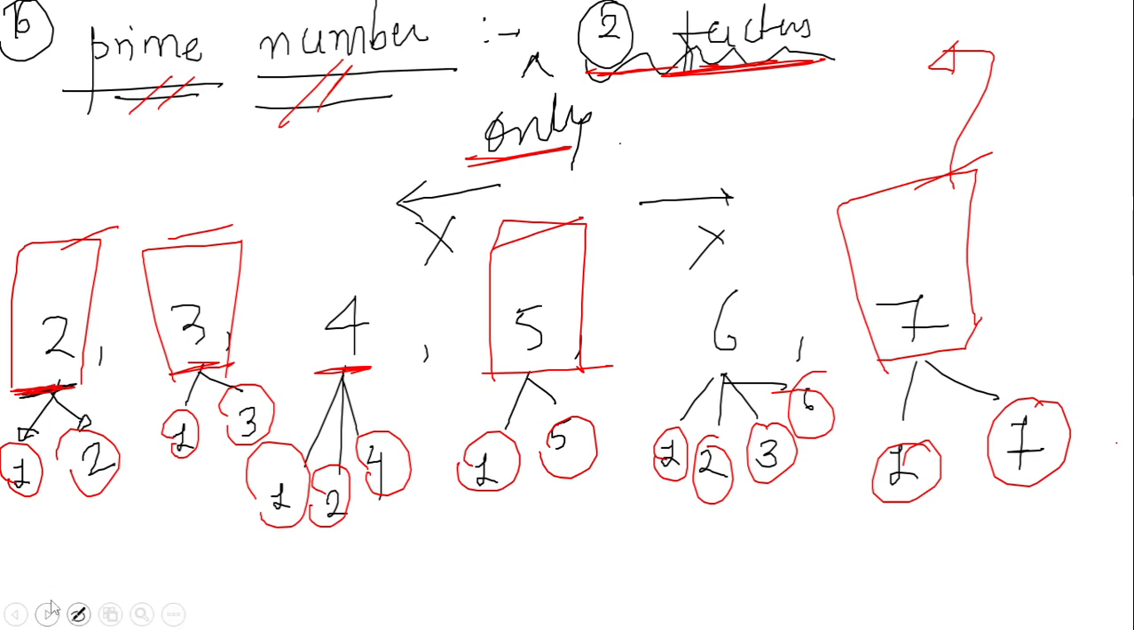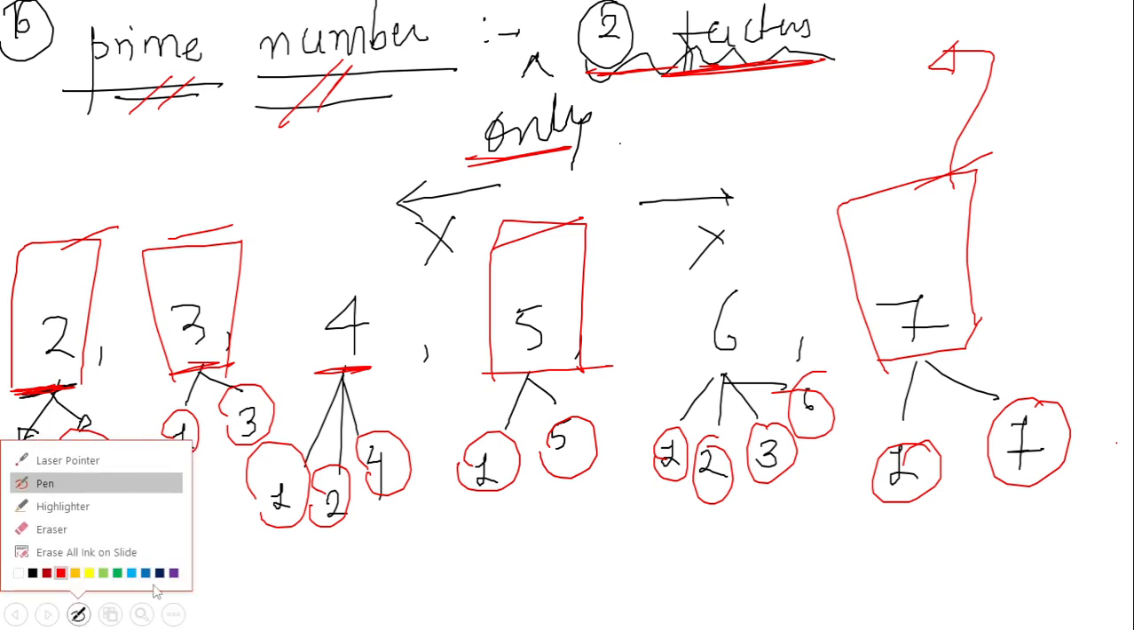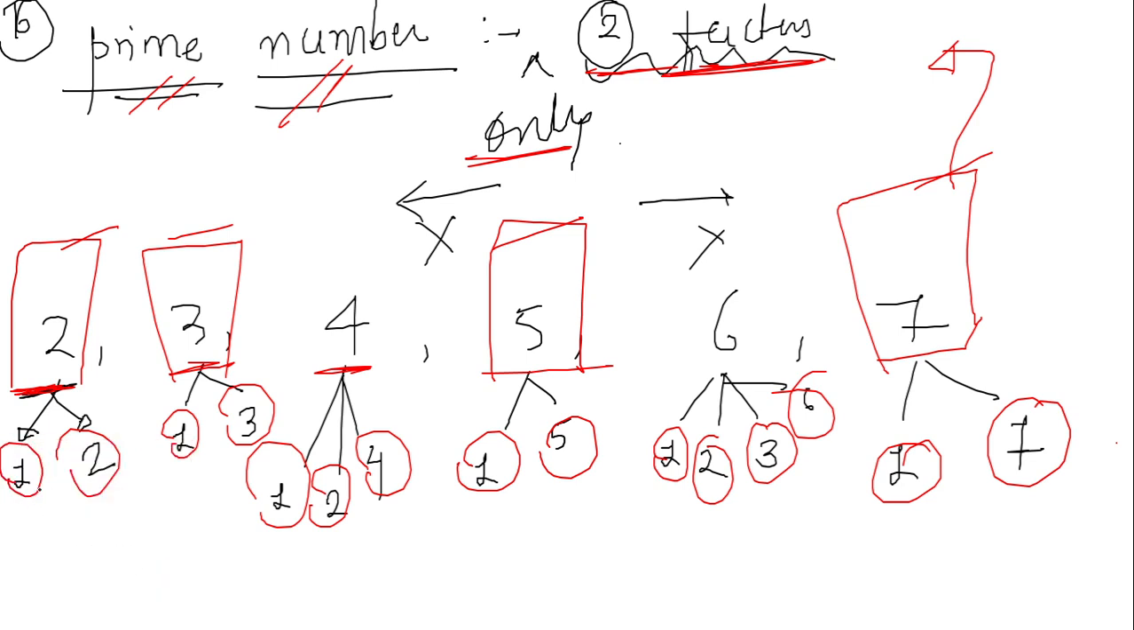Also, if we look at them carefully, we can clearly understand that these 2 factors are specifically 1 and the number itself. Again, one factor for 3 is 1 and the other factor is 3 itself. Similarly for 5, one factor is 1 and the other factor is 5 itself. Similarly for 7, one factor is 1 and the other factor is the number itself, that is 7.